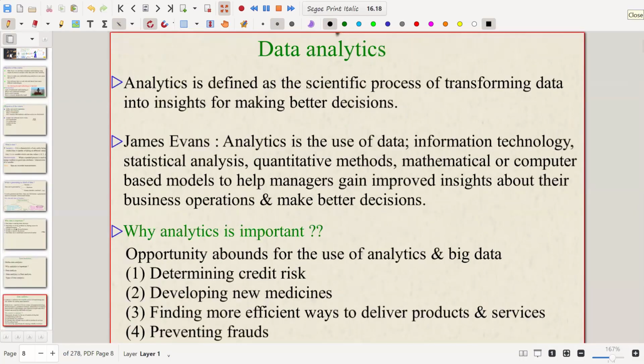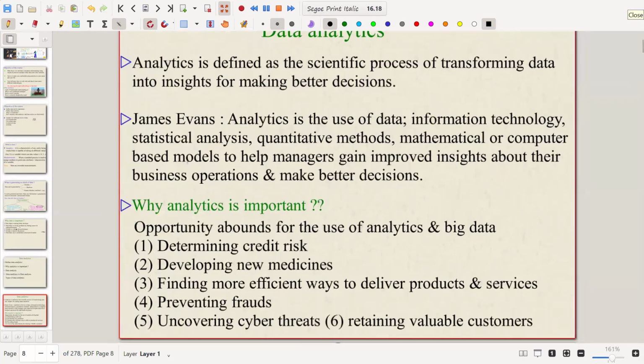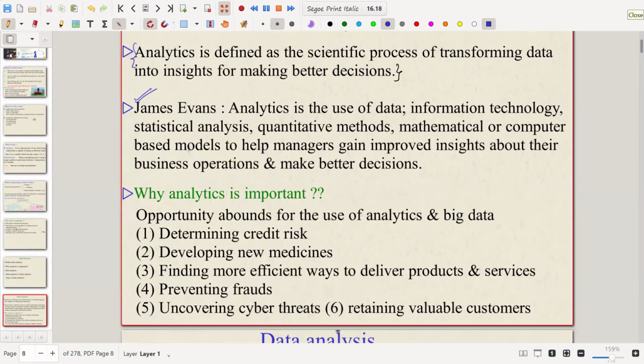Okay, fine. So data analytics, we won't go into much of the details, but this definition is something more important. You can see here, analytics is defined as the scientific process, first step, of transforming the data into insights for making better decisions. So it's a scientific process, how you transform your data into insights. That's the idea. This is not that clear, but the next slide will make it clearer. You can read what James Evans has said. You can Google him.